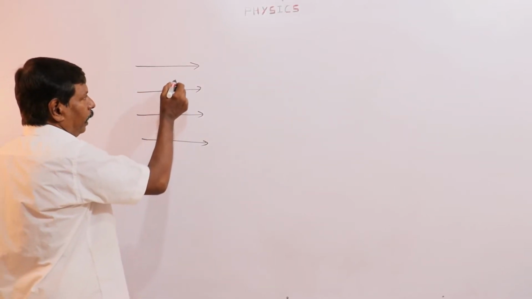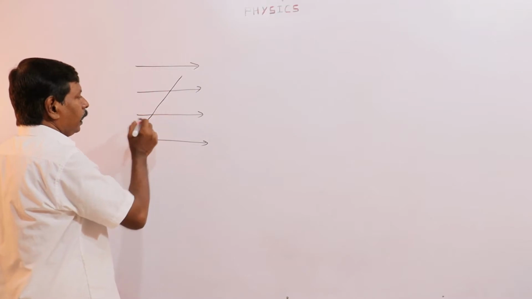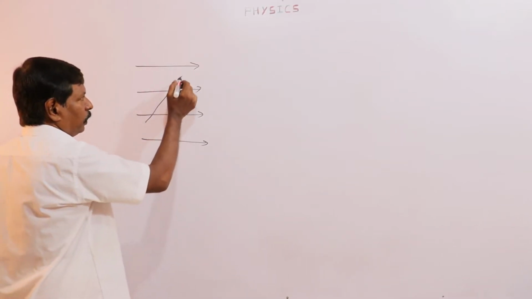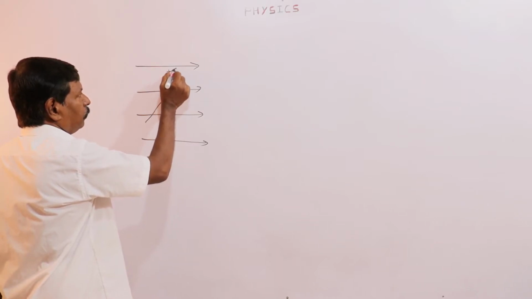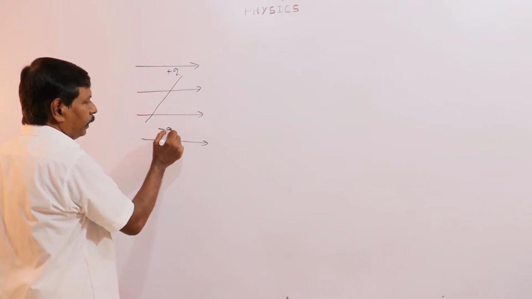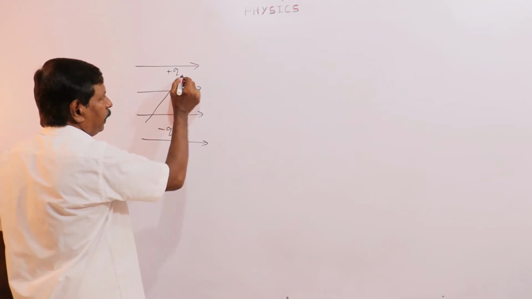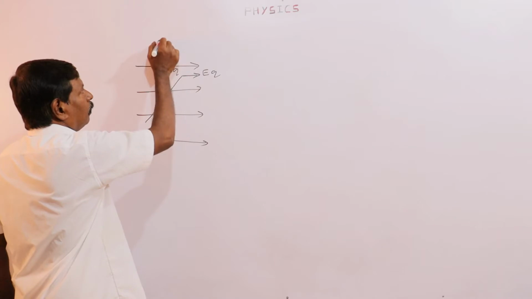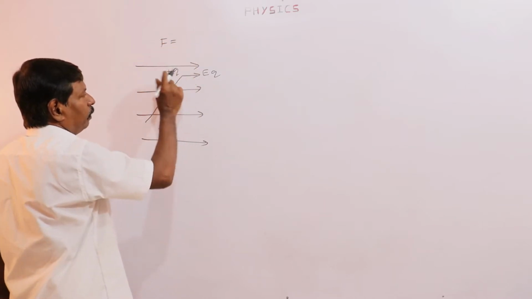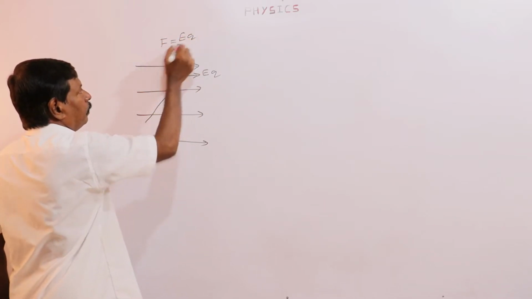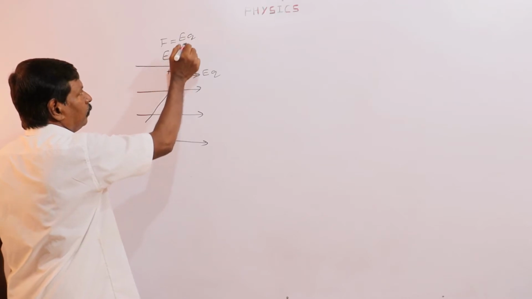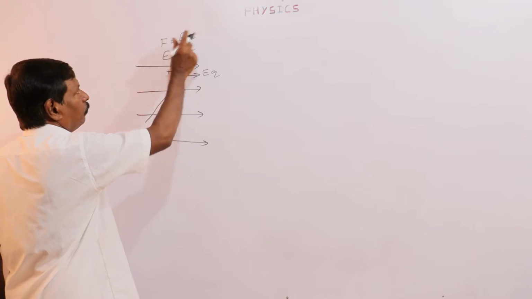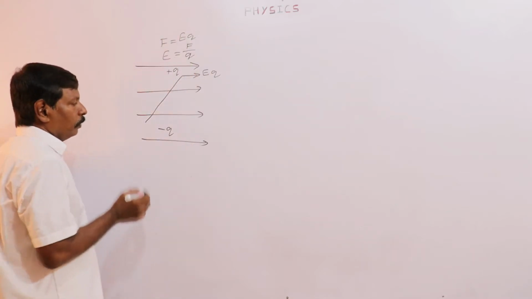Now we keep an electric dipole. This is an electric dipole: two unlike charges separated by a small distance. This is the positive charge and this is the negative charge. The force experienced by the positive charge is EQ. How does this come? Electric field intensity is equal to the force experienced by the charge. From this formula we get force is equal to EQ.